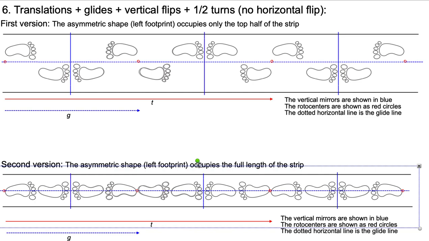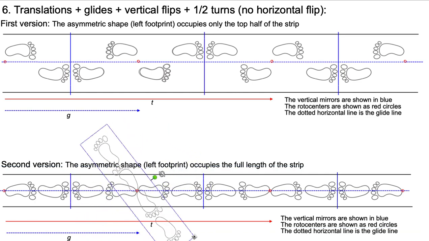Down here, same thing happens. If I rotate these feet around that little red dot, they land on themselves. So these patterns that don't have horizontal symmetry, but do have vertical flips, will also have half turns. So glides and half turns and vertical flips are a very important kind, but a very subtle kind of strip pattern.